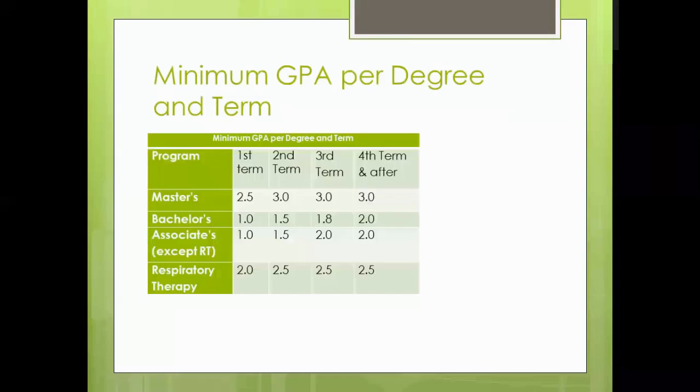Minimum GPA per degree and term is listed here. Every program or every level has a different requirement, and the respiratory therapy program is different. Even though it's an associate's degree, it has a different requirement than the other associate's degree programs that we have. So you can see these requirements here. The first term, they're given a little bit of leeway, but you can see as they progress through their program, they are expected to have a higher GPA so that they meet the graduation requirements.